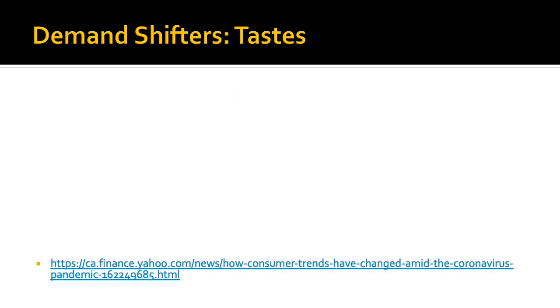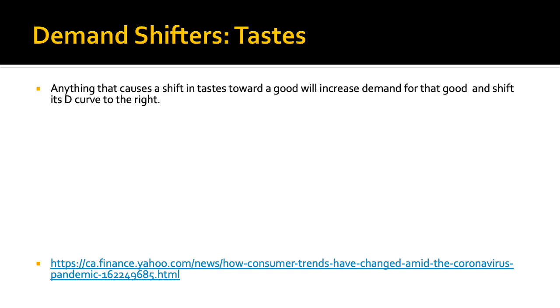Demand shifters, tastes and preferences. So anything that causes a shift in tastes towards a good will increase demand for that good and shift the demand curve to the right. So think of something simple, like if, let's say, research finds that coffee makes you taller, all of a sudden we'd see an increase in the demand for coffee just because people think it will make them taller. So anything that changes preferences towards the desire to consume a certain good will cause the demand to go up. Now, could demand also decrease as a result of changes in taste and preferences?